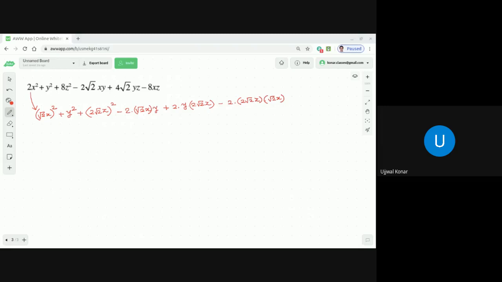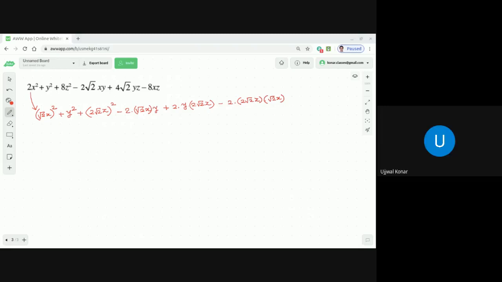Now tell me, you only said yes, sir. After that, what? So, a square plus b square plus c square plus 2ab plus 2bc plus 2ca is equal to a plus b plus c whole square, na? Correct or not? Yes, sir.